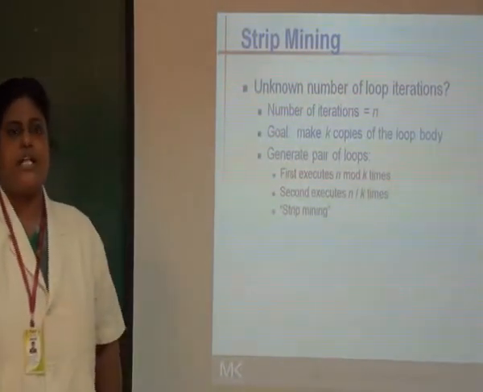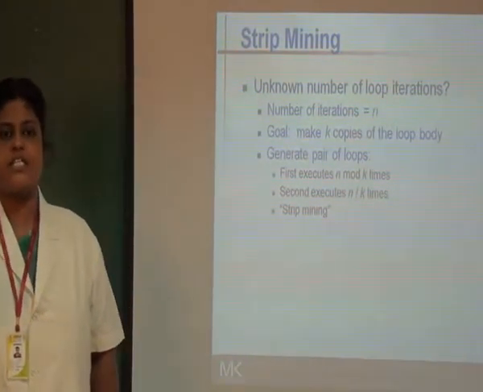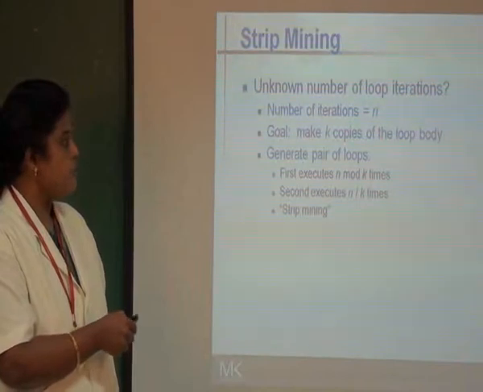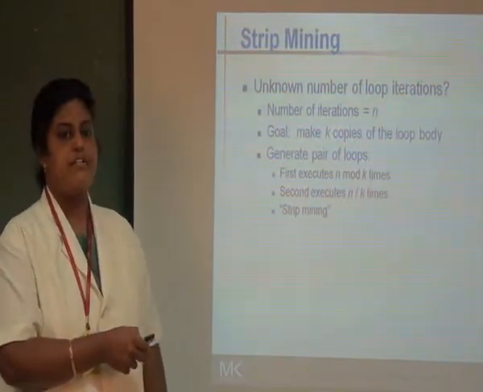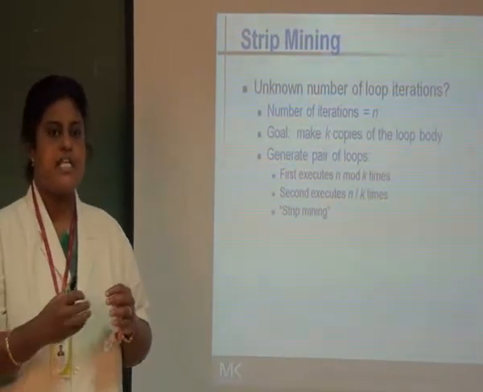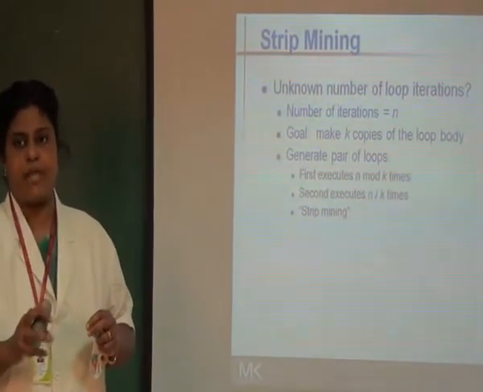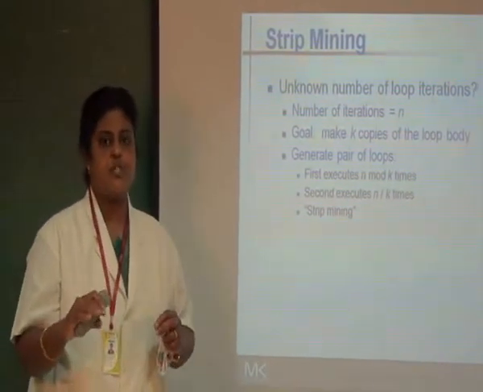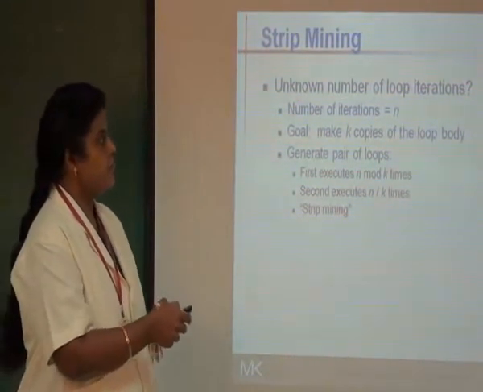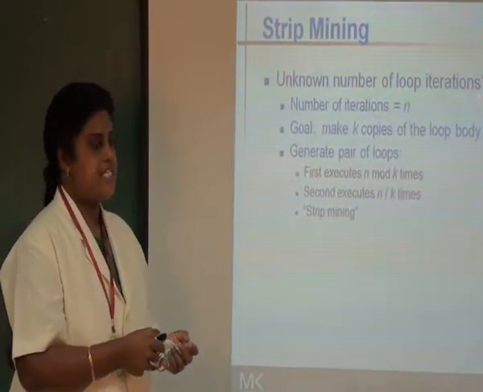There is also one more technique which is called strip mining. Strip mining tells you about the number of iterations and number of loops. What is the maximum number of loop iterations you can have? I told you that we are doing loop unrolling partially. So what is the procedure to find out the number of loops inside a program? This is determined by a procedure called strip mining. In strip mining, the number of loop iterations is unknown to us, so we can take the number of iterations as n.